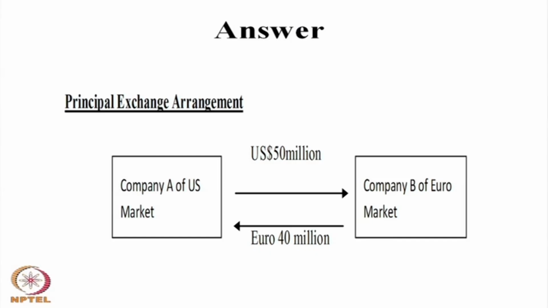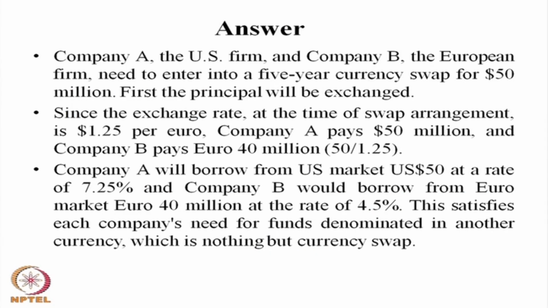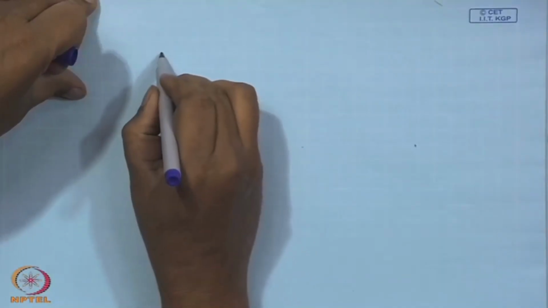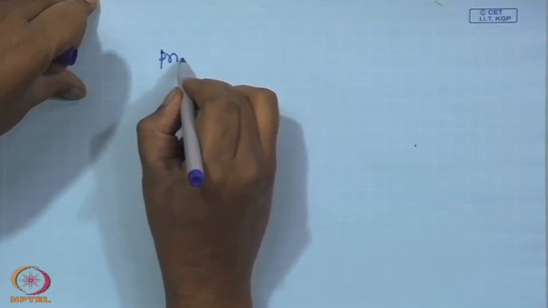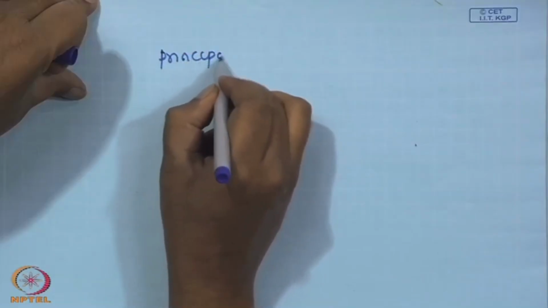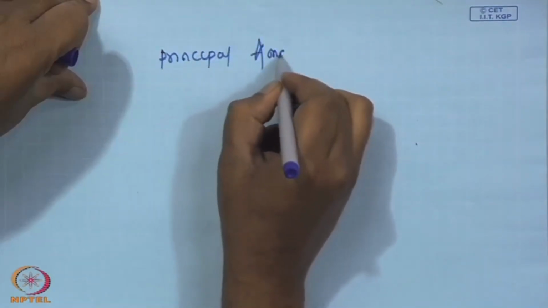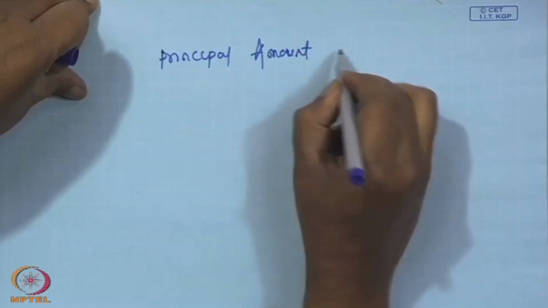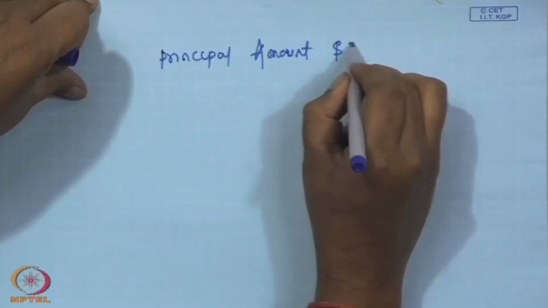Let us do the problem. Now, first problem, transaction of currency. Company A is a US firm and company B is a euro firm. So, 50 million is the principal amount. What is the equivalent of the principal? The principal amount is US dollar 50 million.